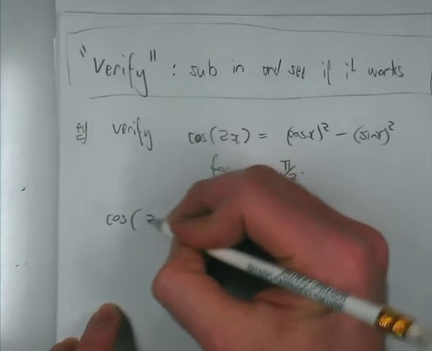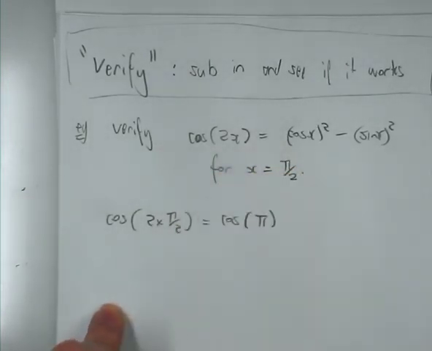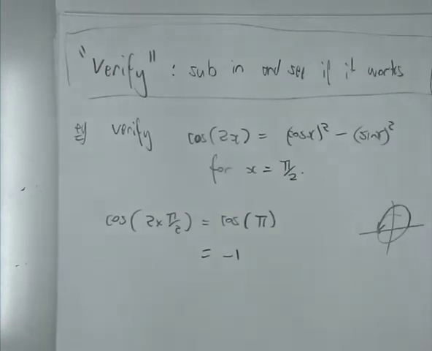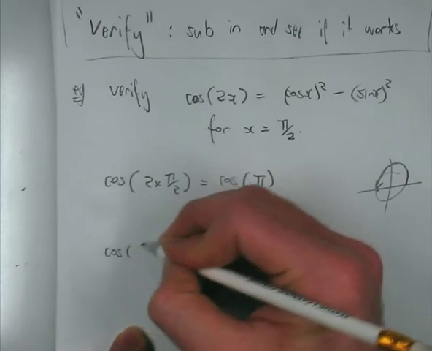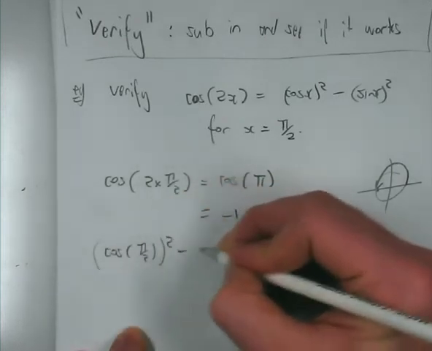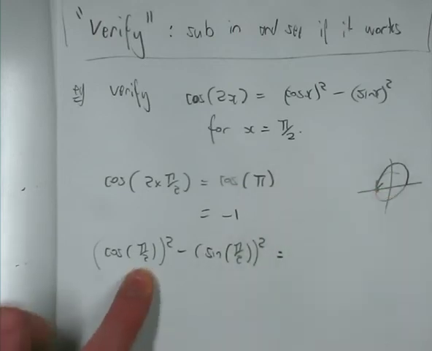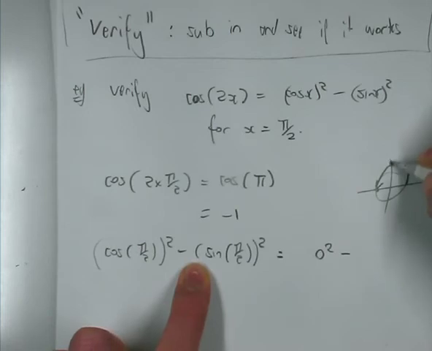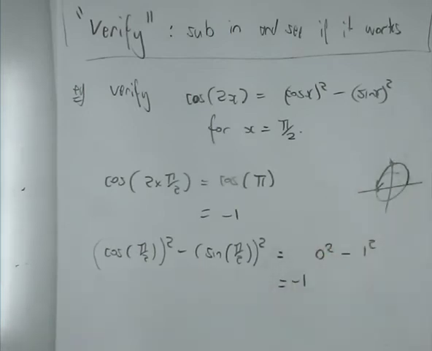So cos of 2 times pi on 2 is cos of pi, because 2 times pi on 2 is pi, which is, according to my unit circle, pi is there, x coordinate is minus 1. Okay? Cos pi on 2 squared minus sine pi on 2 squared. Now cos pi on 2 is 0, and sine pi on 2 is 1. Verified. Done.